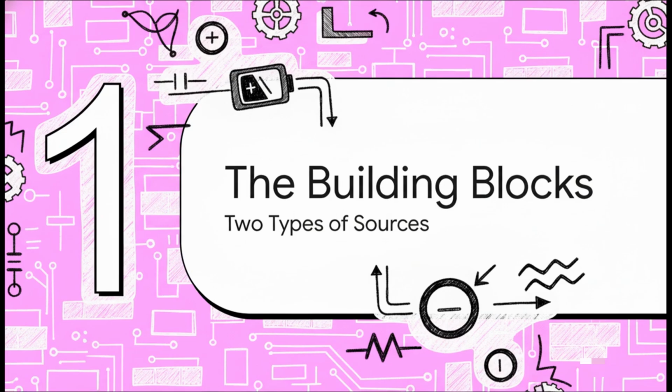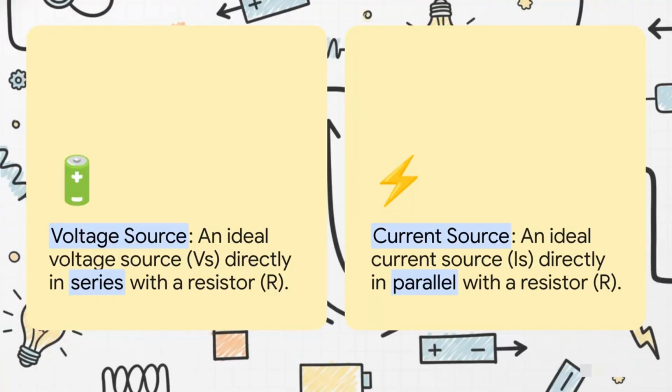Let's quickly go over the two types of practical sources. You know, in textbooks, we talk about ideal sources, but in the real world, nothing's perfect. A real voltage source has some internal resistance, which we model as a resistor in series. And a practical current source? Same idea. We model it as an ideal source with a resistor in parallel. These two arrangements are the key to everything we're about to do.